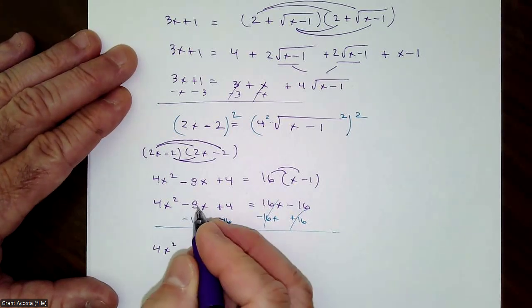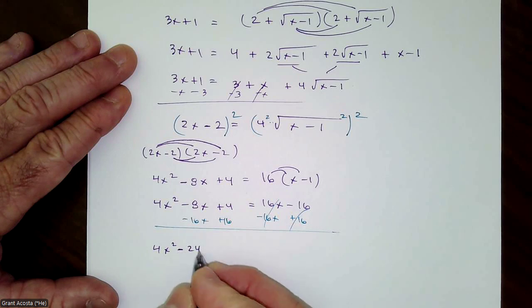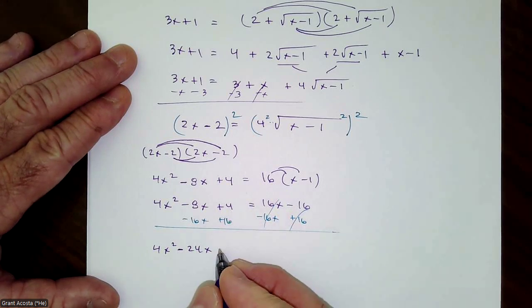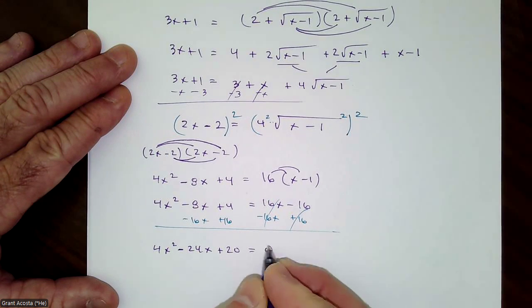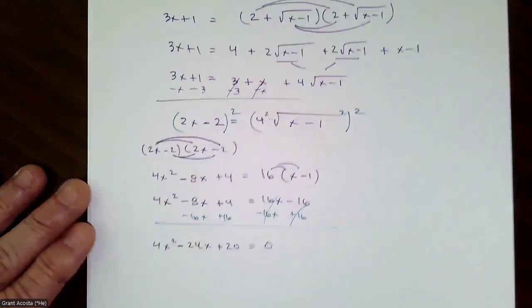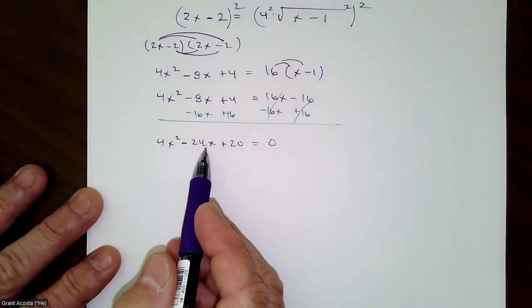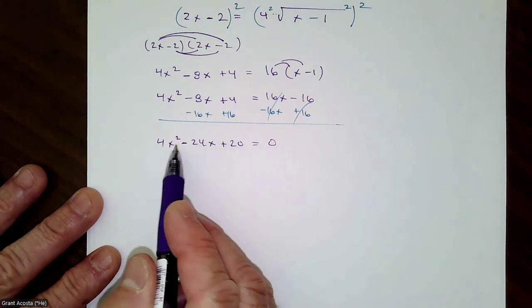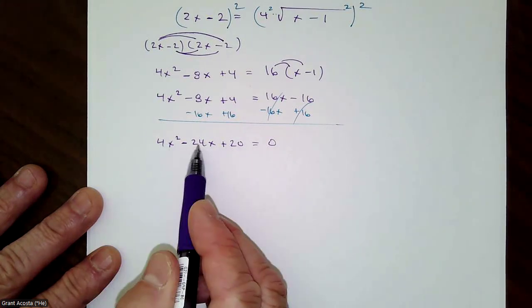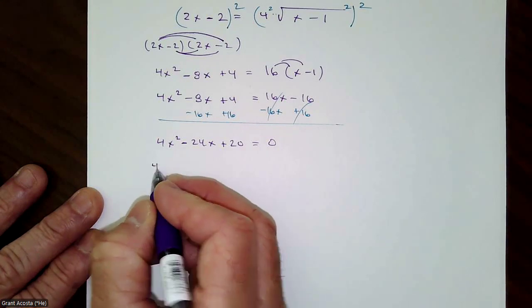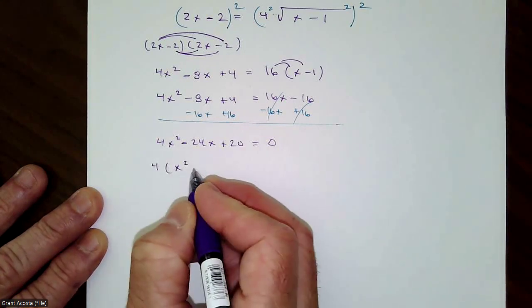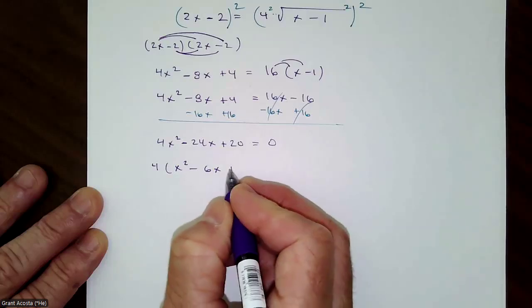4x squared, negative 8 minus 16 is negative 24x. This is going to be plus 20. That doesn't look too pleasant. Notice everybody, actually, I was going to say is divisible by 2, but everybody's even divisible by 4. So what I would do is factor out a 4, x squared minus 6x plus 5.